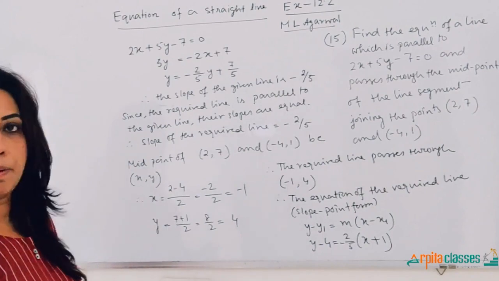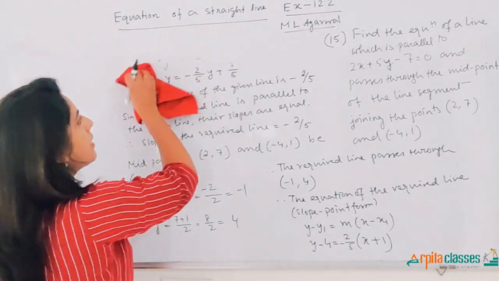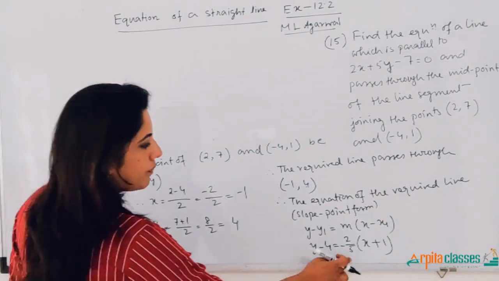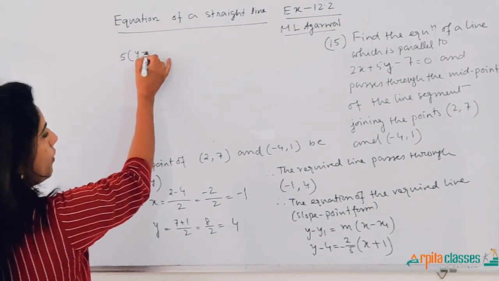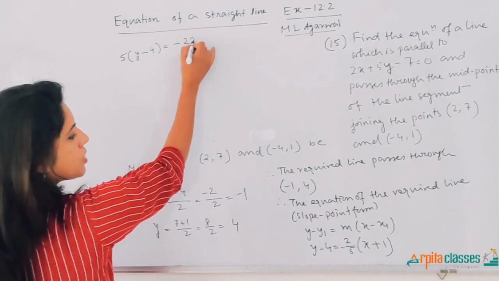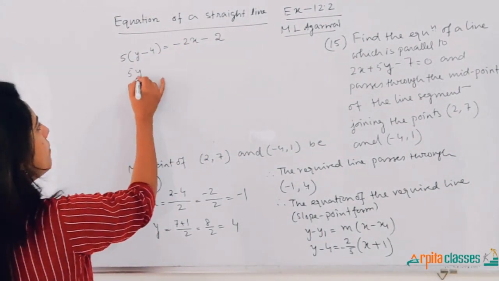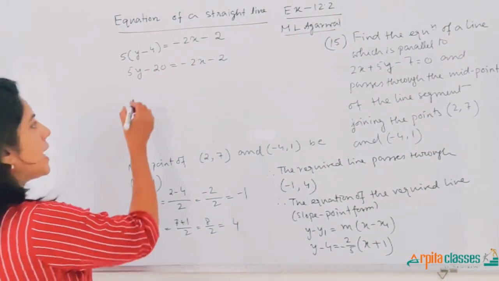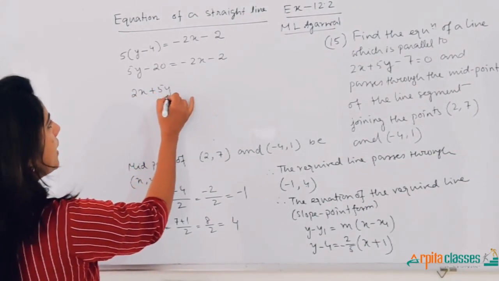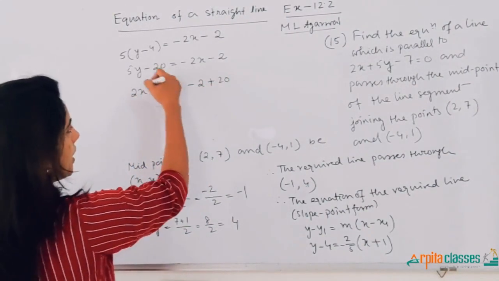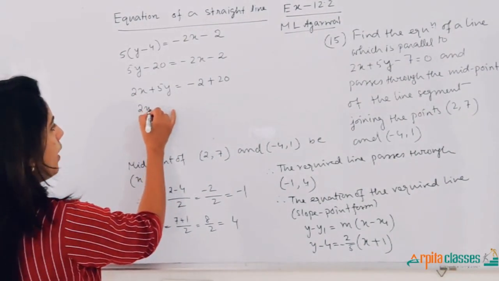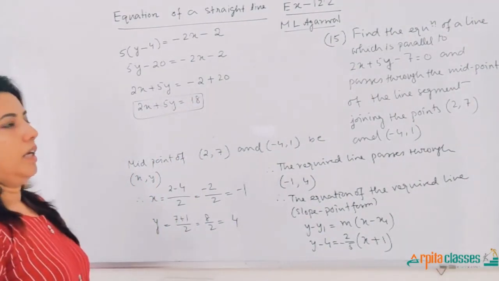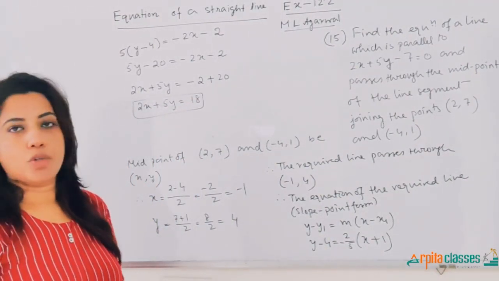Now we have to simplify this. I am erasing this part and doing it here only. So we get 5 this time. So it will be 5 whole into y minus 4 is equal to minus 2x minus 2. So 5y minus 20 is equal to minus 2x minus 2. I am getting 2x this side. So it will be 2x plus 5y is equal to minus 2 plus 20, got 20 that side. So it is 2x plus 5y is equal to 18. So this is the equation of the straight line which is asked over there.